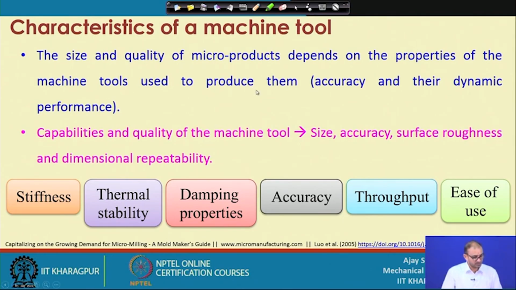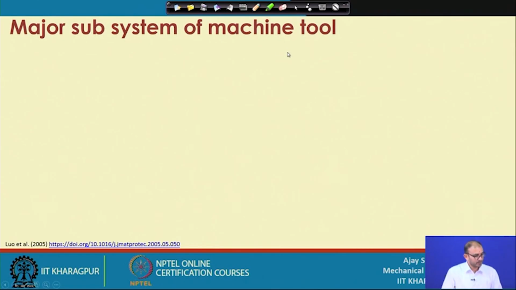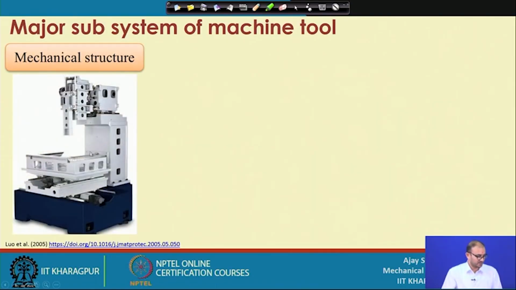So, now let us go ahead in this particular topic. What are the major subsystems of the machine tool? Because a machine tool has different components, but we have categorized a few components in one group and others in other groups. So, let us see what are the things. First thing is the mechanical structure. So, here you can see that this is just a box type structure. After that you have to mount or assemble many things here, right.